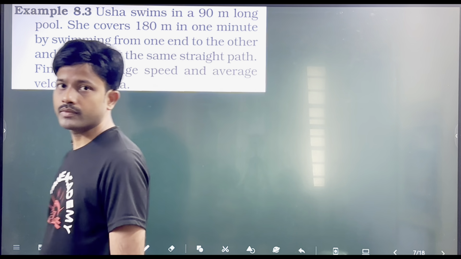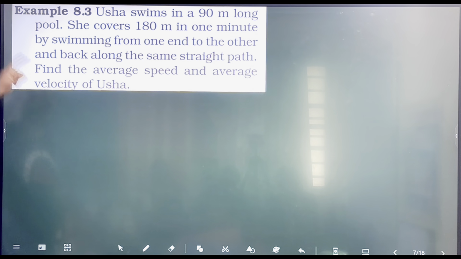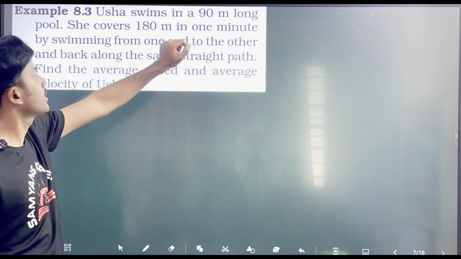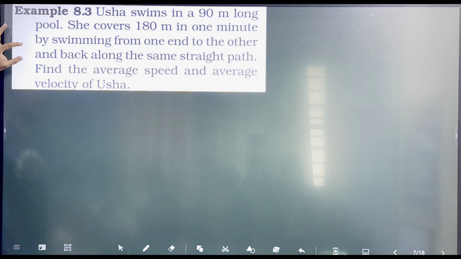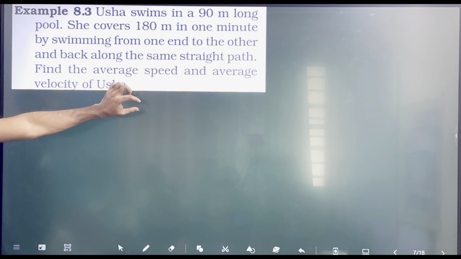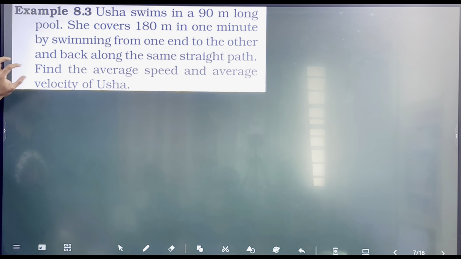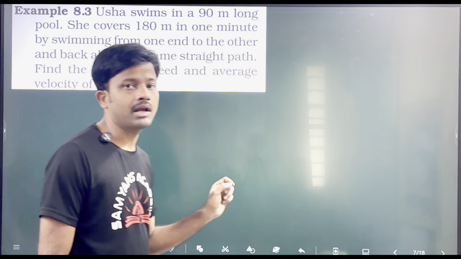And now here see in example 3, Usha swims in a 90-meter long pool. She covers 180 meter in 1 minute by swimming from one end to the other and back along the same straight path. Find the average speed and average velocity of Usha. Okay, so you have to find speed and velocity here.